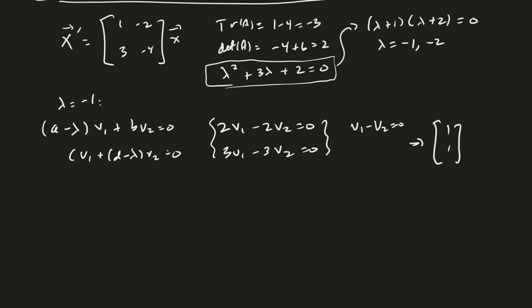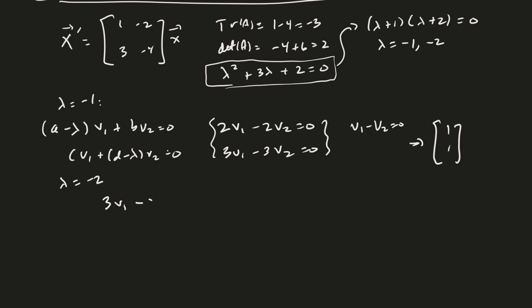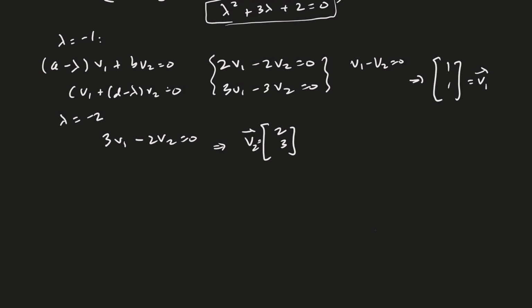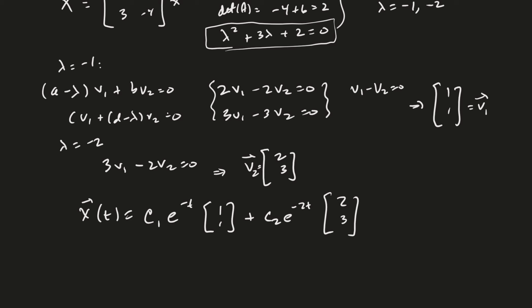Good. And now for lambda equals minus 2, we'll just do our first equation again. So I will have 1 minus 2, that'll be 3v1 minus 2v2 equals 0. And so therefore the vector for that, let's write that as v2. This is v1 over here. So that'll be 2, 3. And that's just one sample, right? Because any constant multiple of an eigenvector is also an eigenvector. So those are not uniquely determined. So now we can write down our solution in general. C1 e to the, go ahead and put in our numbers. Very good. Okay.